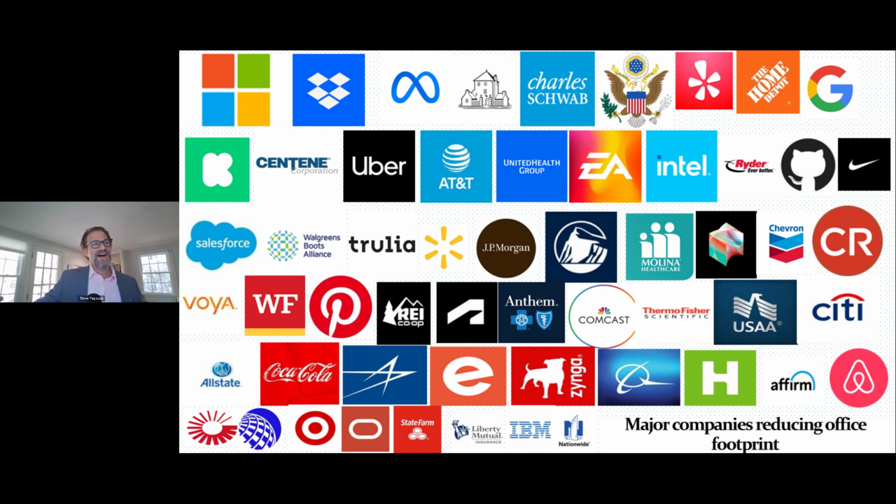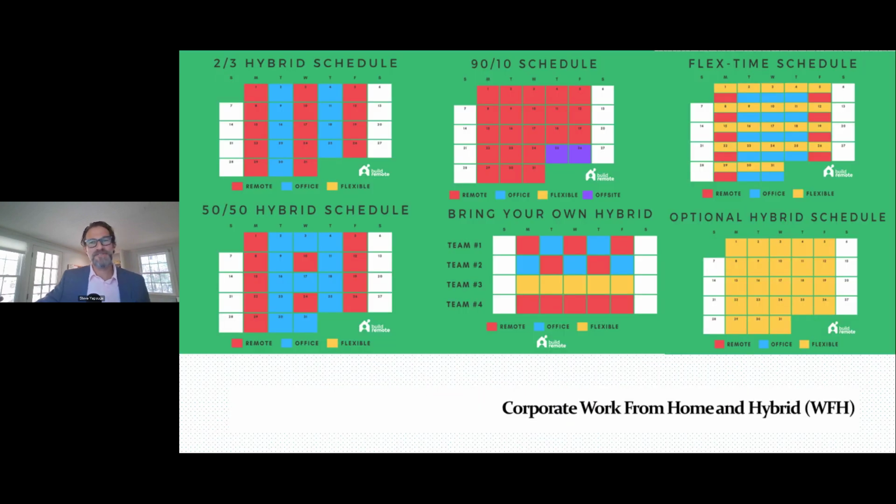So let's review. We're going to have a little game here, and I'm not sure if you've seen this before, but 2x3, 50-50, 90-10 kind of sounds like a bingo card. Bring your own, flex time, cohorts, office first, optional, partial, remote first, shift work week by week. How many folks, I'm curious out of the audience, please feel free to respond in the notes, just respond if you have a work from home policy.